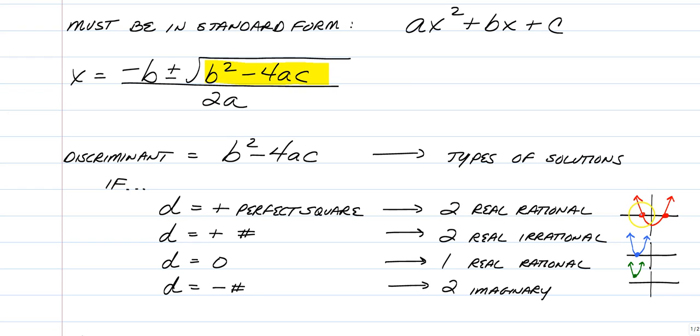Now, graphically, two solutions would just mean it crosses the x-axis twice. One solution would mean it just nicks the x-axis once. And imaginary solutions would mean it doesn't touch the x-axis at all. So that's graphically what these would look like.